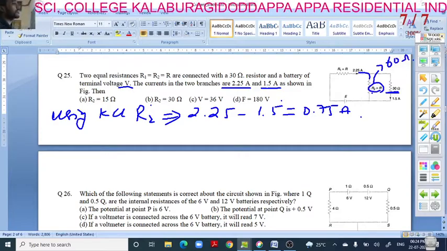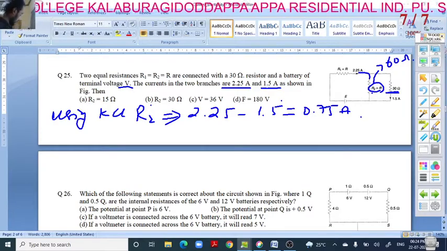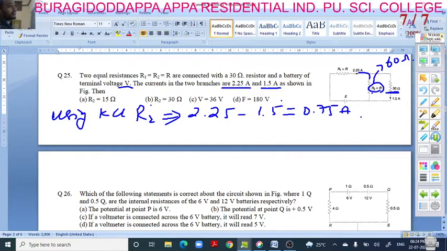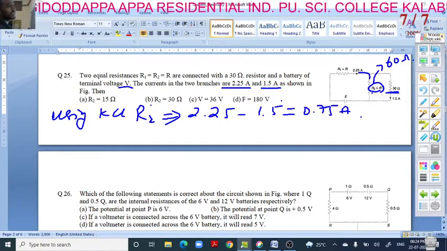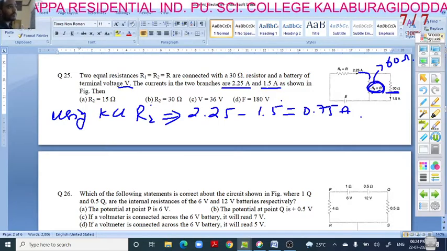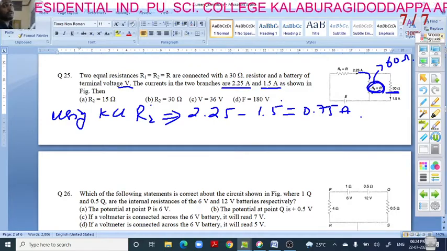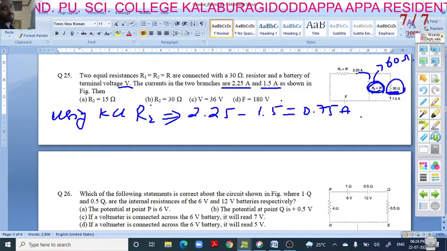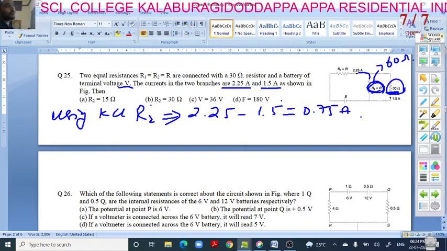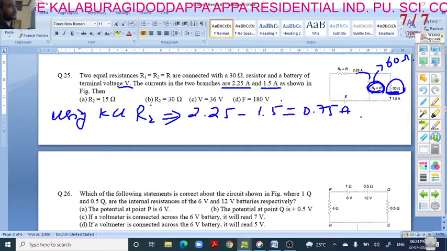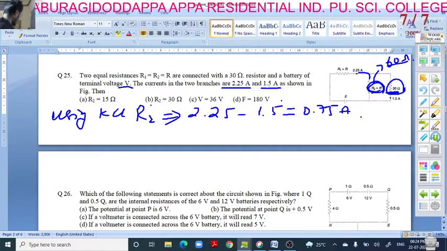R2 must be 60 ohm. Since only half of the current will flow through R2 as compared to this 30 ohm, resistance R2 must be 60 ohm. Whatever the amount of current flowing through this 30, only half of that current will flow through R2 because it is 60.